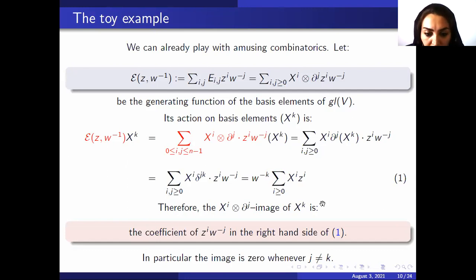Yeah. And whenever j is different from k, the image is just 0.